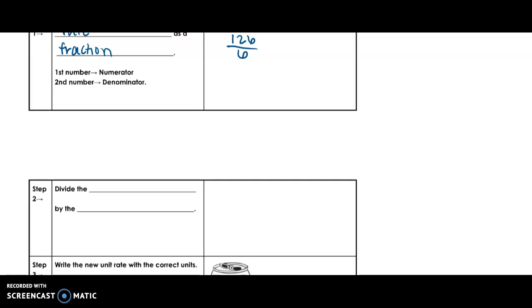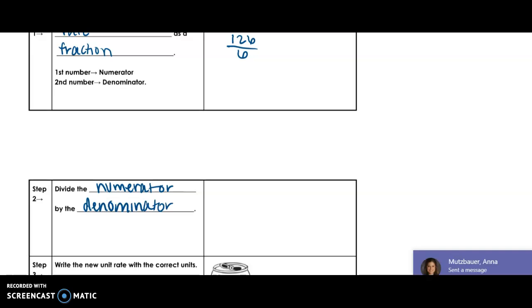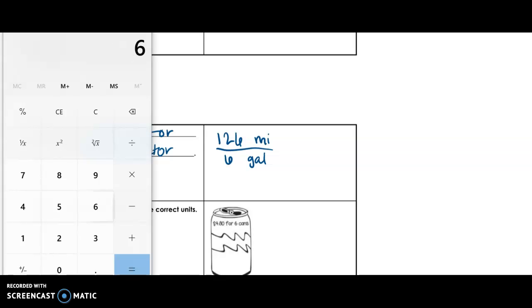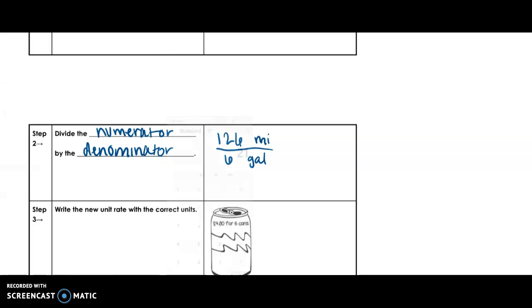Step 2 is divide our numerator by our denominator. So we had 126 miles, and I'm just going to put miles to the side, and over 6, I'm just bringing it down so we can see it, gallons. And we divide our numerator by our denominator. So we have 126 divided by 6, and we get 21.